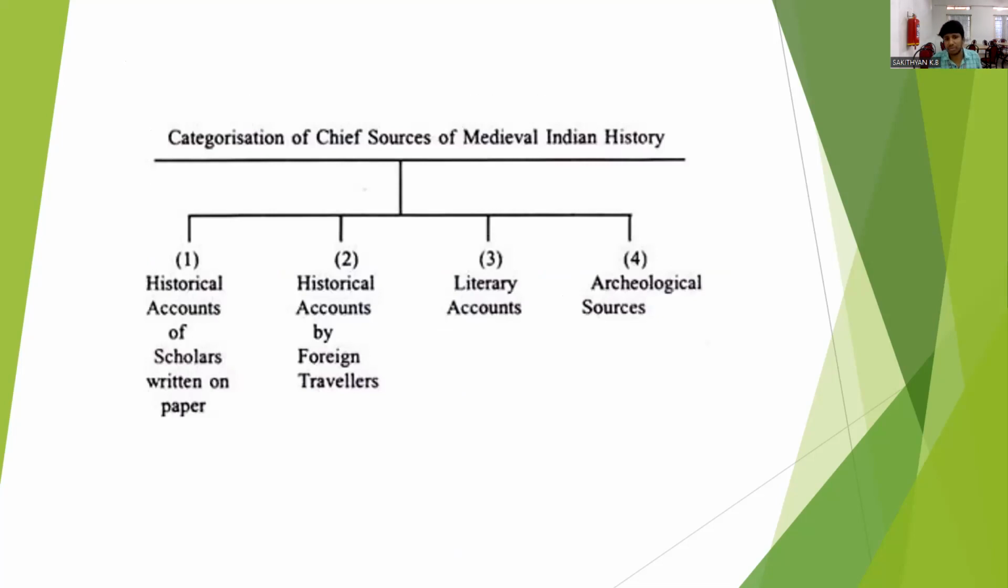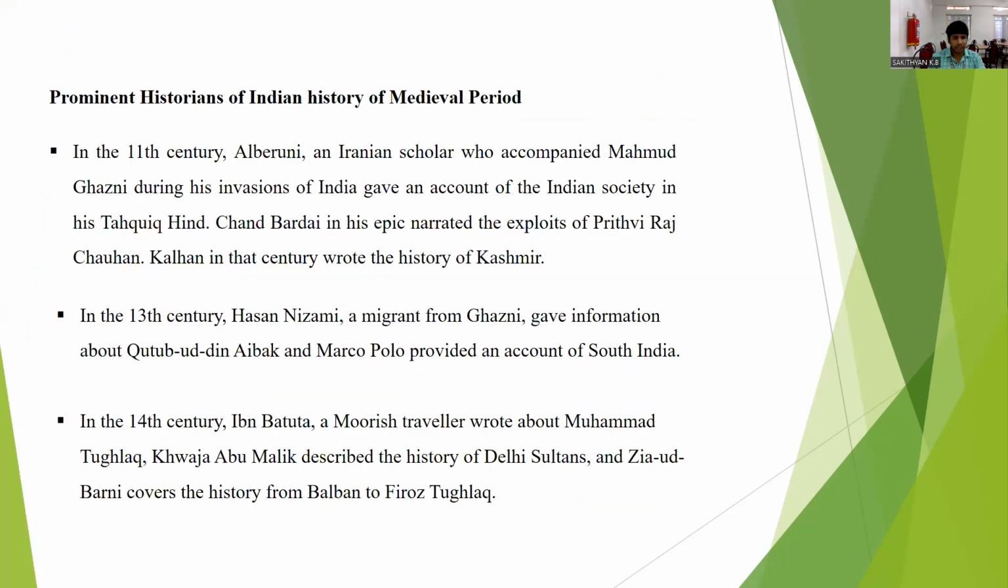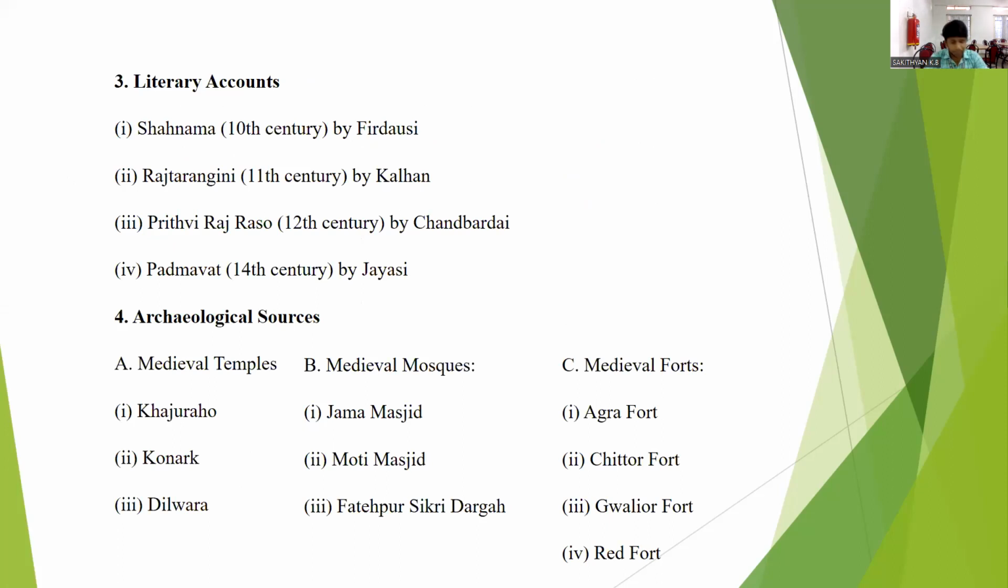And categorization of chief sources of medieval Indian history: historical accounts of scholars written on paper, historical accounts by foreign travelers, literary accounts, and archaeological sources. Definitely you have to read out the names. I will tell you an example and we will complete this concept, because later you can read out the names, and mostly the names will be there. For example, Babur Nama was written by Babur. It was an autobiography.